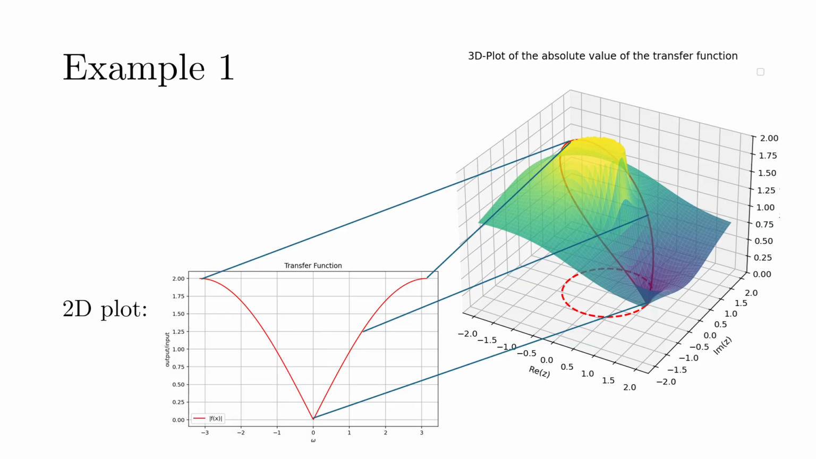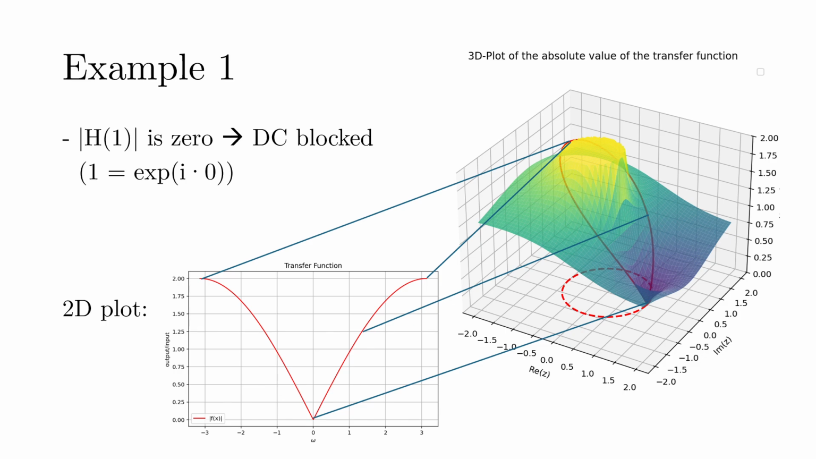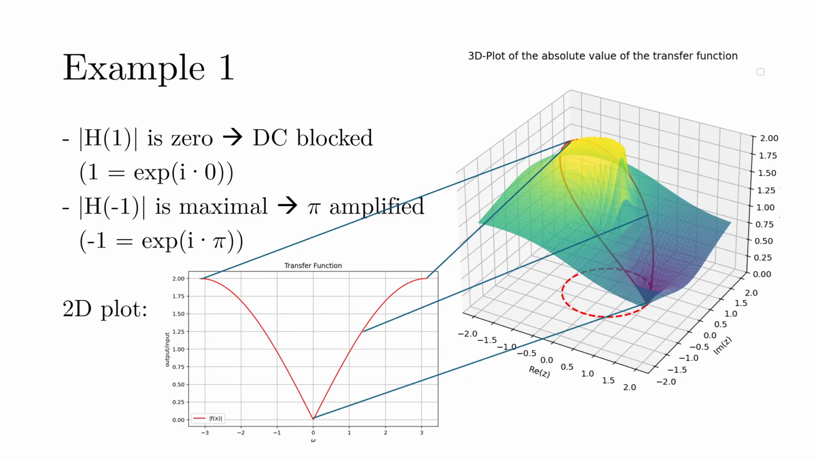And as I already told you, this thing does what it's supposed to do. The value at 1 is 0, which means that DC is blocked, and the value at e^(iπ), so at -1, is maximal. So frequencies pi or minus pi, as you wish, are maximally amplified by this algorithm.